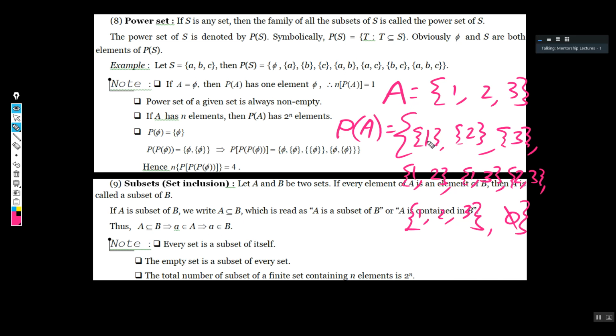How many are there? Just let us count it. 1, 2, 3, 4, 5, 6, 7, 8. So 8 are there. So the cardinal number of A is 3, and you will get it as 2 cube. 2 power the number of elements in the set gives you the number of elements present in the power set. If there are 4 elements, it will be 2 power 4. If there are 5 elements, it will be 2 power 5. If there are n elements, it will be 2 power n.